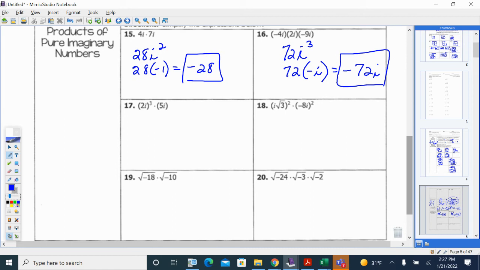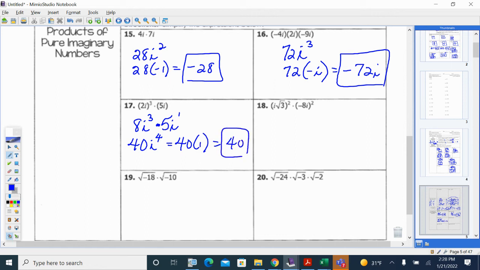For number 17, we have 2i cubed times 5i. So 2i cubed, 2 cubed is 8. i cubed is just i cubed, and then I'm going to multiply that times the 5i. So then we're going to multiply the 8 times the 5 and get 40. And then i cubed times i, remember when you're multiplying, you add exponents, so this is going to give me i to the 4th power. i to the 4th power is 1. So I've got 40 for my answer on number 17.